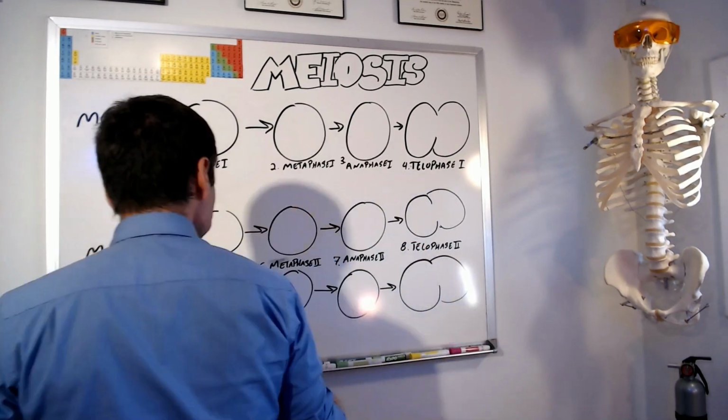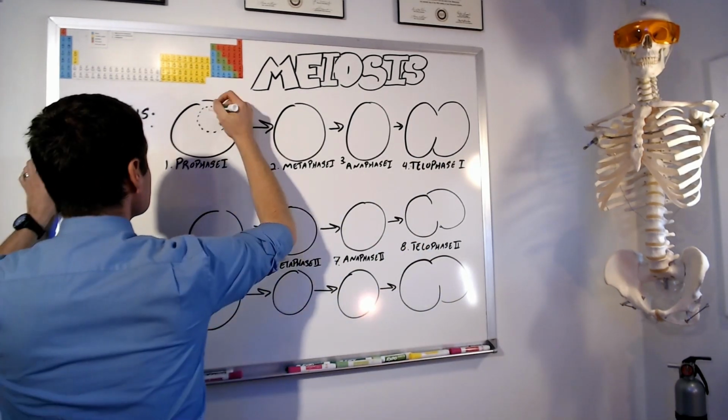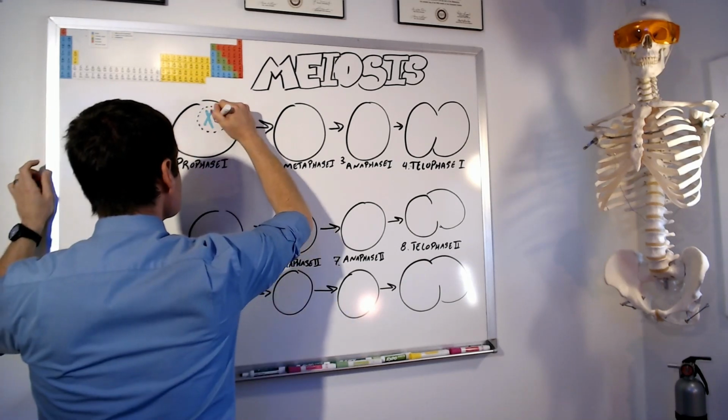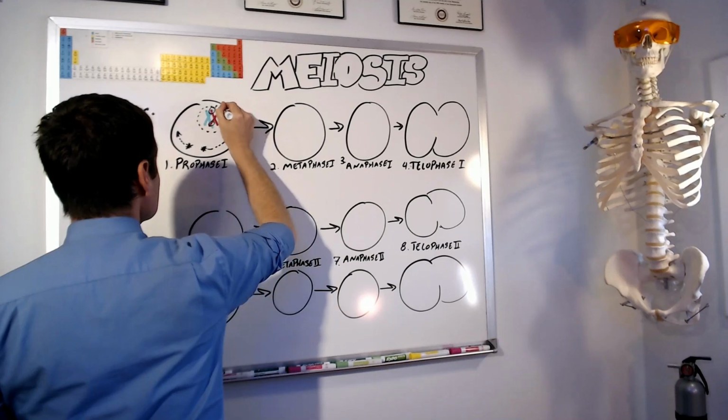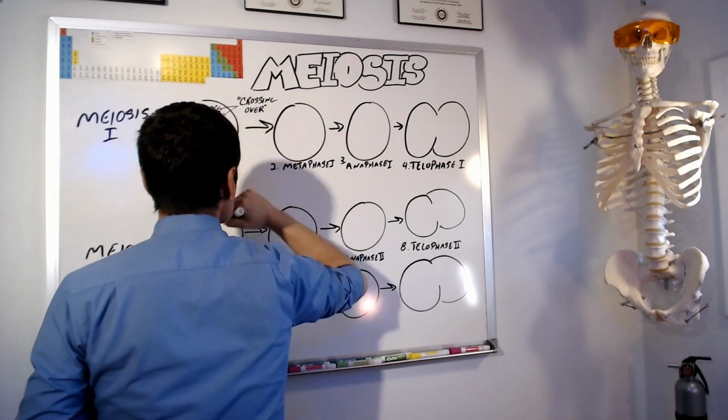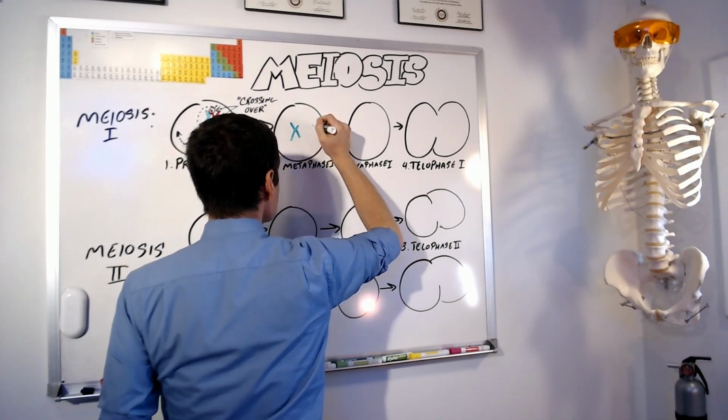In prophase 1, a phenomenon called crossing over occurs, where homologous chromosomes exchange bits of DNA. This means that some of the genes on your father's chromosome get onto one of your mother's chromatids, and vice versa. This increases genetic diversity.